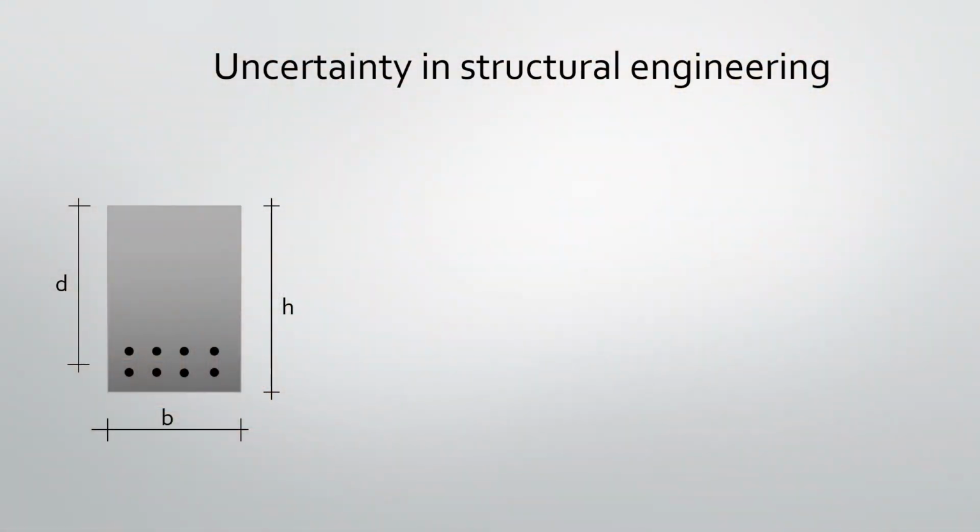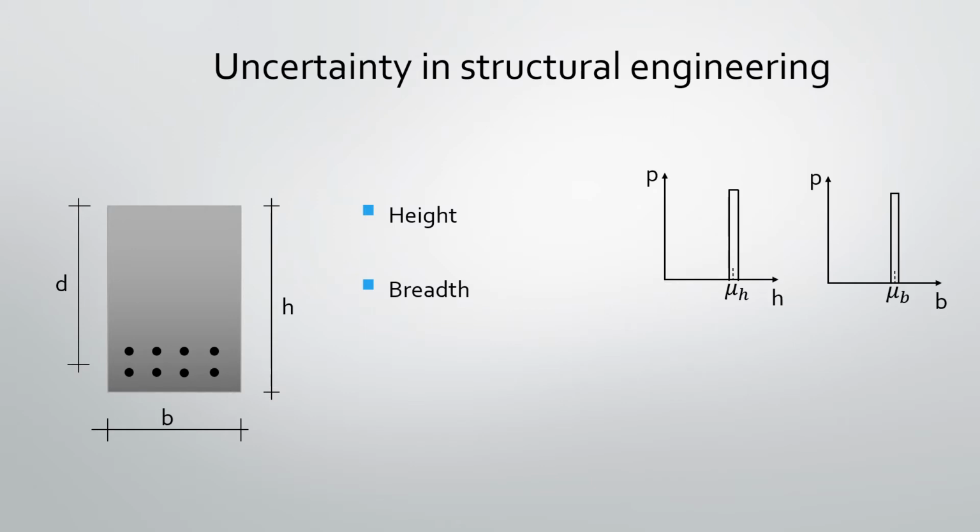We will start with a simple example of a concrete beam. We would normally think that the height and breadth of the concrete beam will be easy to determine, but even these values may have some variations along the length of the beam. They may not follow one of the traditional probability distribution functions, but may vary uniformly between a lower and higher value, with the prescribed value as a mean.